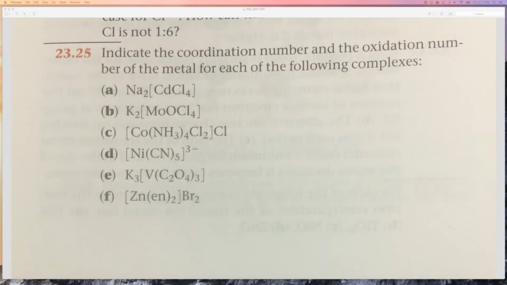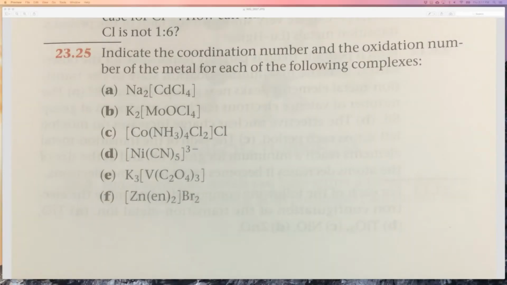Today, our focus is going to be on Chapter 23, Transition Metal Complexes. I wanted to go through a couple examples from the text on determining the coordination number as well as determining the oxidation number of the metal. And then we're also going to do some nomenclature as well. So let's take a look at each of these examples.